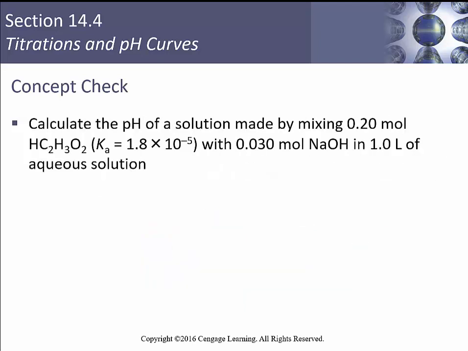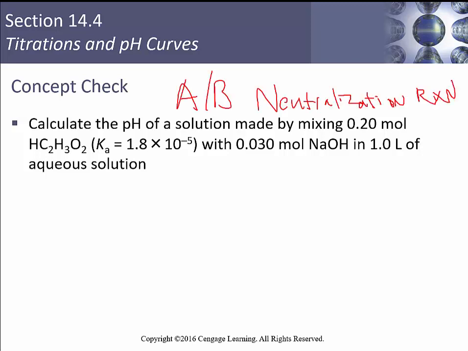Okay? So let's calculate the pH of a solution found by mixing 0.2 moles of acetic acid with 0.03 moles of sodium hydroxide in 1 liter of aqueous solution. So this is just what we call an acid-base neutralization reaction. All right, so our pH is going to be 3.99.